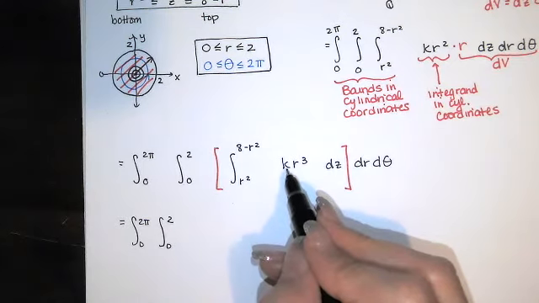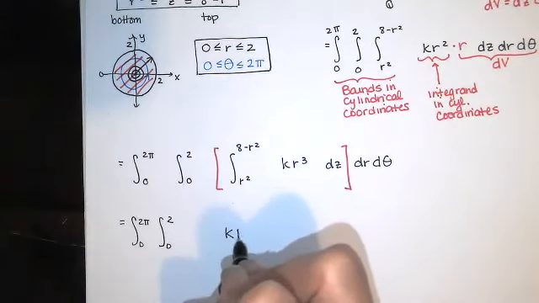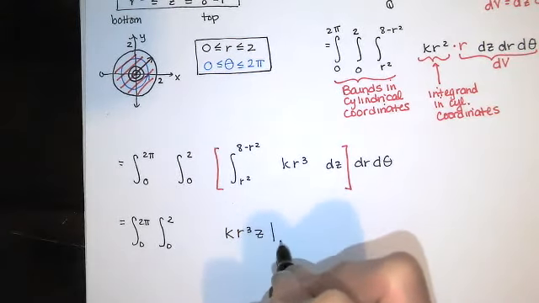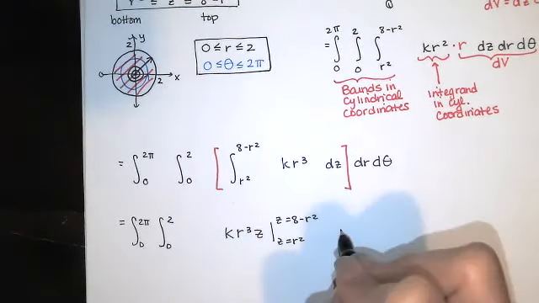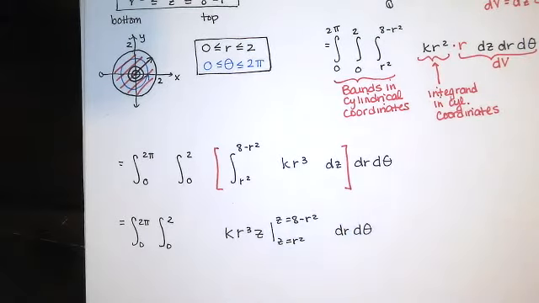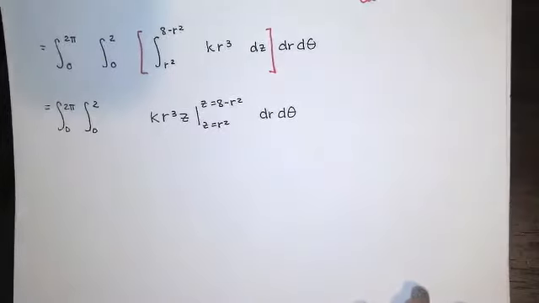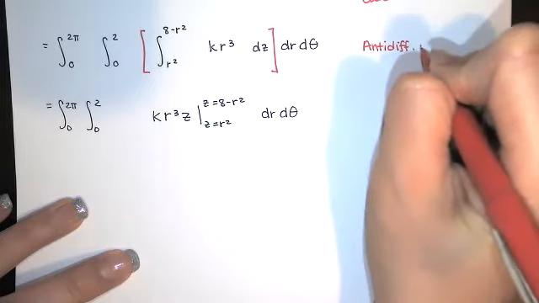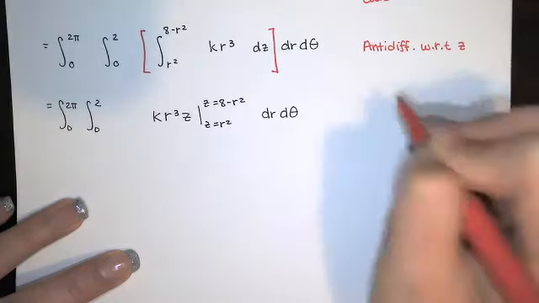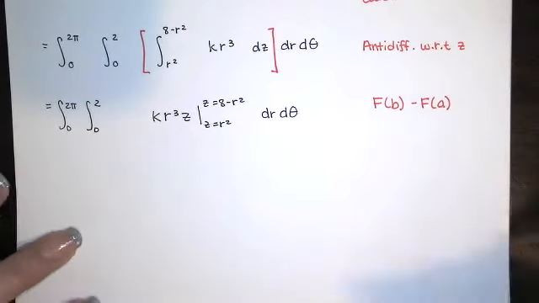The antiderivative of k times r cubed with respect to z, that's all constant with respect to z. So we get that constant times z, and we evaluate from z equals r squared to z equals 8 minus r squared. So that's our first step. What did we do? We were anti-differentiating with respect to z. And then we use the fundamental theorem. Evaluate at the upper limit and evaluate at the lower limit and subtract.